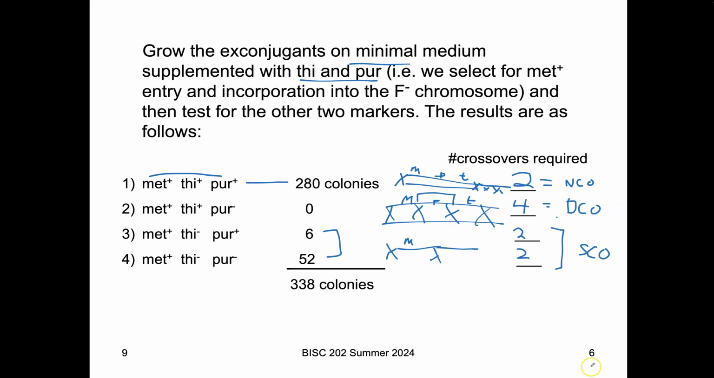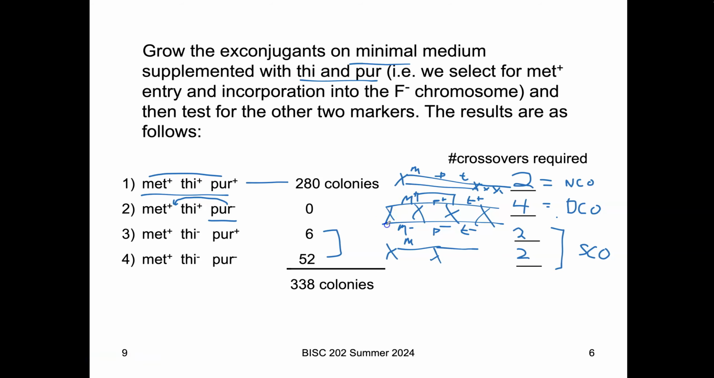Now we can use this information to figure out the order of the genes, because hopefully you remember that the one that is different from the parental type is the one that's actually in the middle, right? So that means purine must be between methionine and thymine, because we had it wild type on the HFR and mutant on the F-.